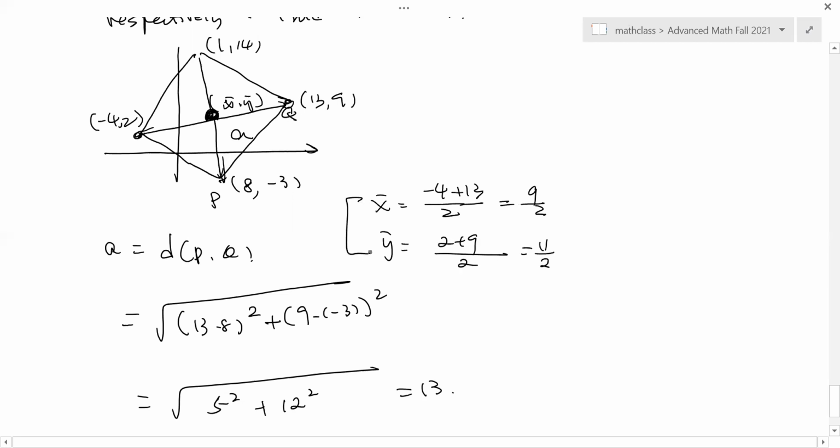Now you can use the other pair of points. You still get the same answer, okay? And you'll get the same answer, so I'm not going to repeat it. So this is the center. Okay, this is the center.